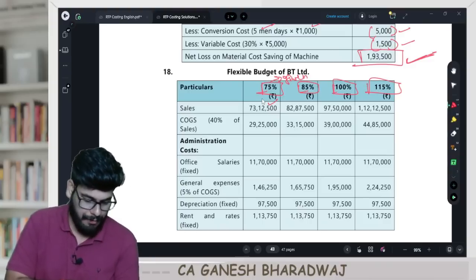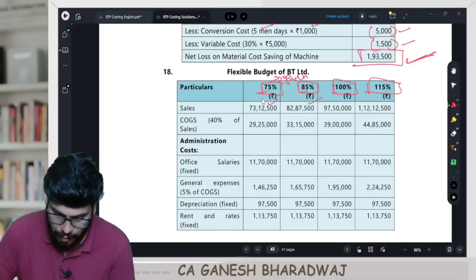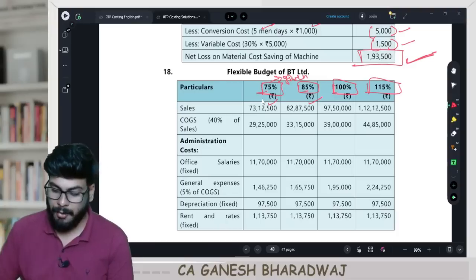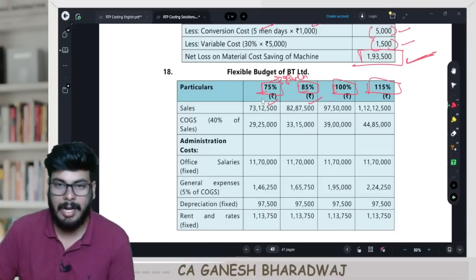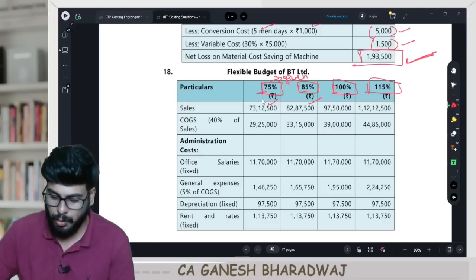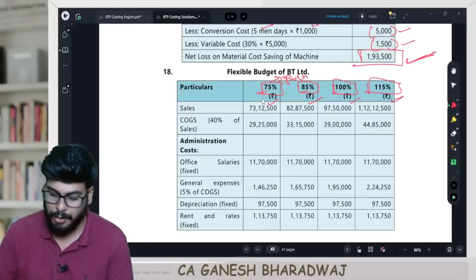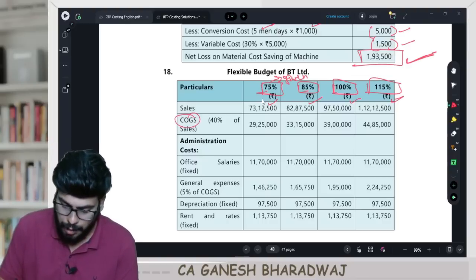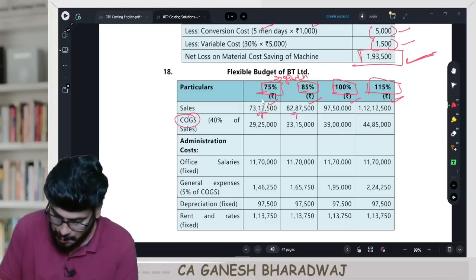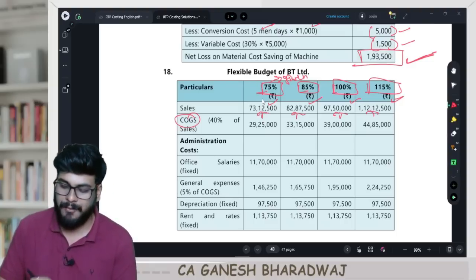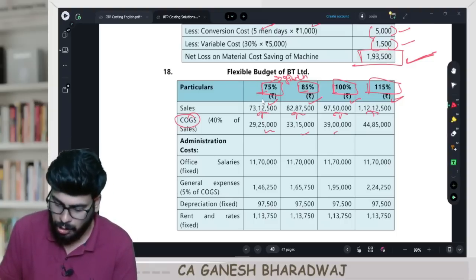12,500 divided by 75 into 85, you get 82,87,500. Similarly, for 100% capacity level, it's going to be 73,12,500 upon 75 into 100 and into 115 respectively. You will get these two figures. Then COGS is going to be 40% on the respective sales figure. You apply 0.4 on the respective sales figure. COGS also you will be getting.